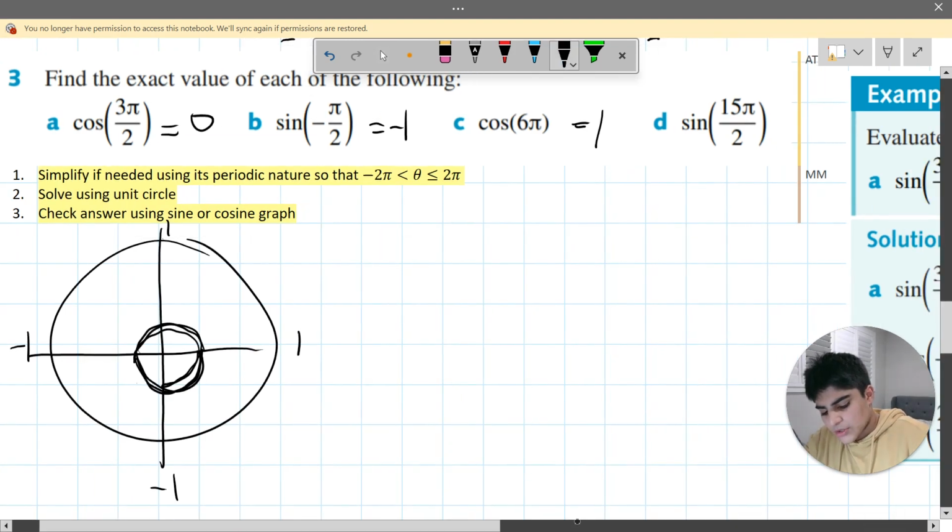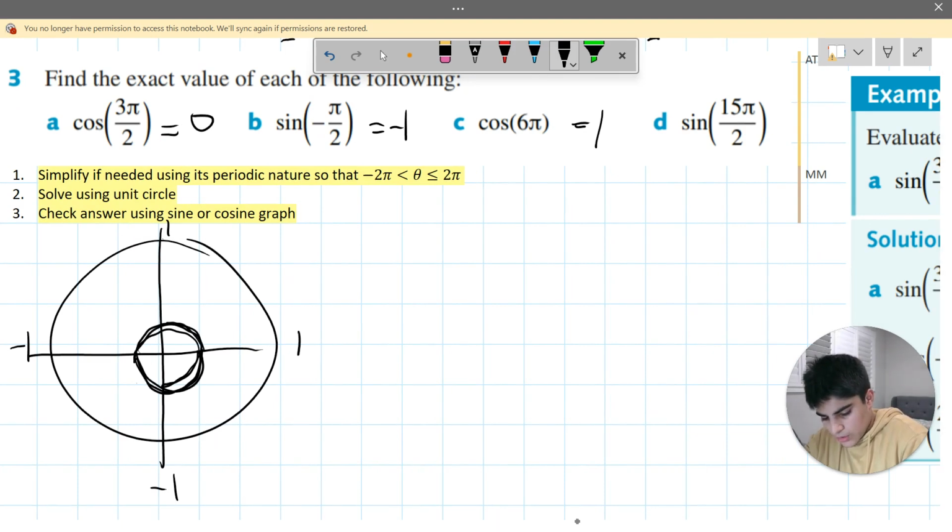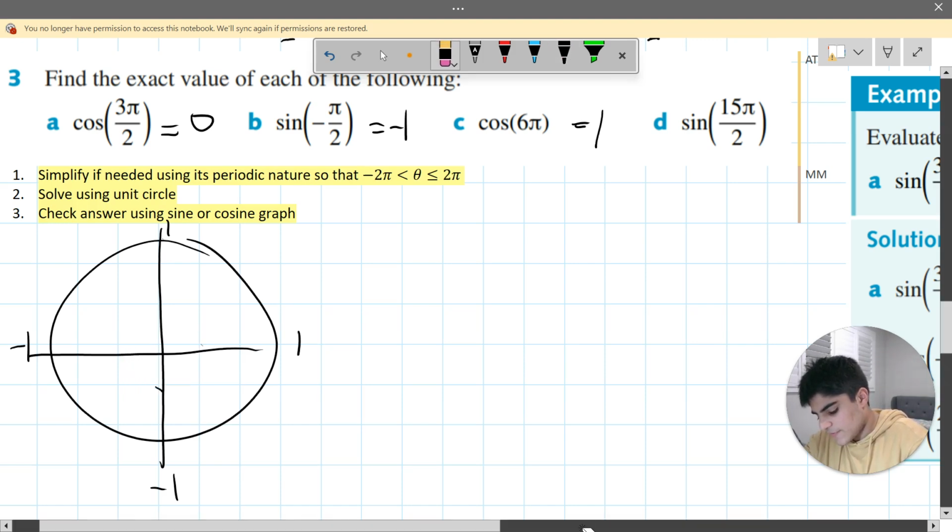Sine 15 pi on 2. Okay, let's break this up. 1 pi on 2, 2 pi on 2, 3 pi on 2, and so on, up to 14 pi on 2, and 15 pi on 2. Alright, 15 pi on 2 is here. As for the unit circle, again, 15 pi on 2, the exact value is negative 1.